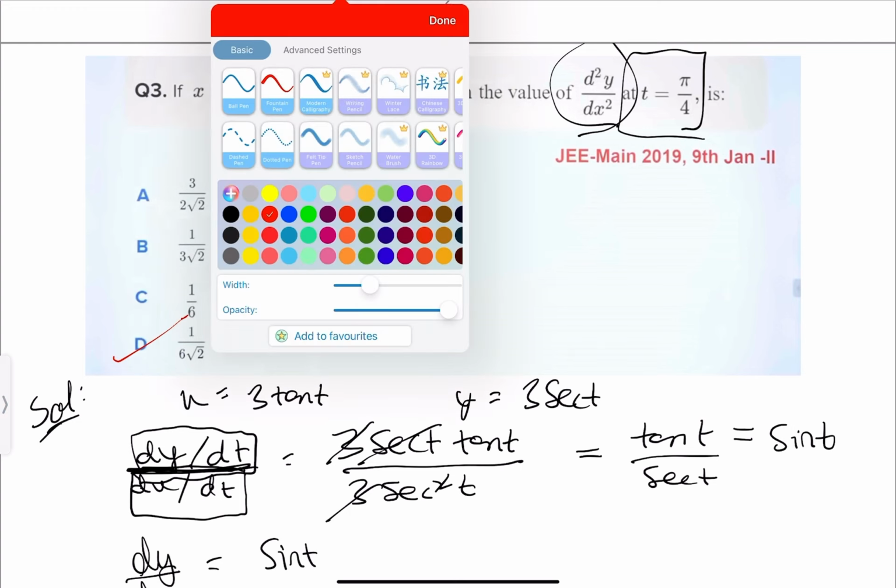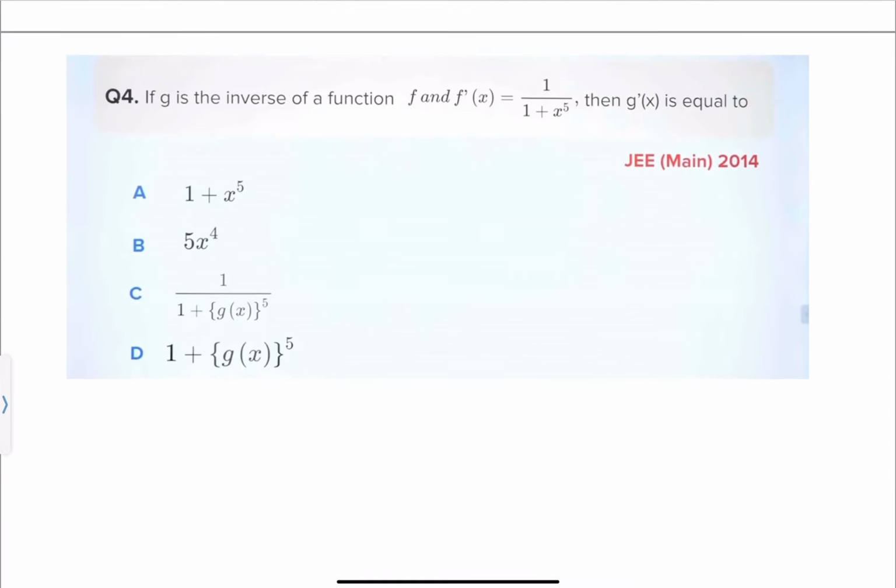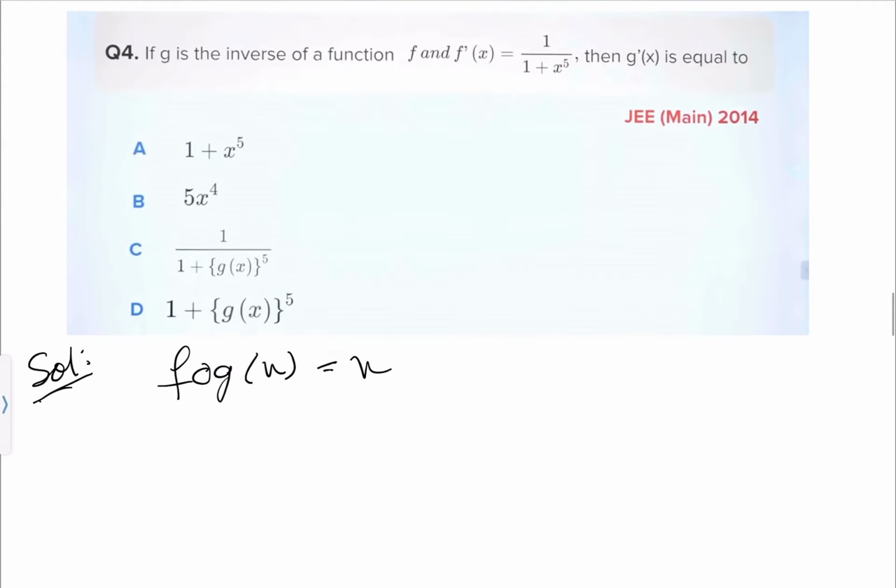Okay, let's move on to our next question, the second last question. In this question, what we are given is that g is the inverse of a function f and f dash x equals 1 upon 1 plus x to the power 5, and then we need to find g dash x. So we will start from here: f of g of x is equal to x, as g is equal to f inverse.